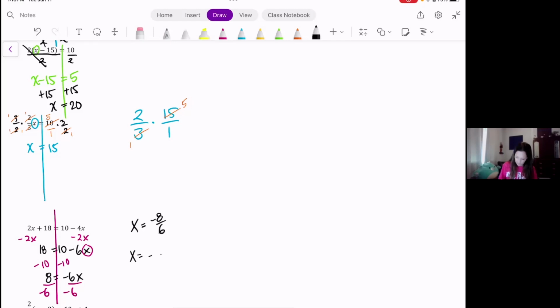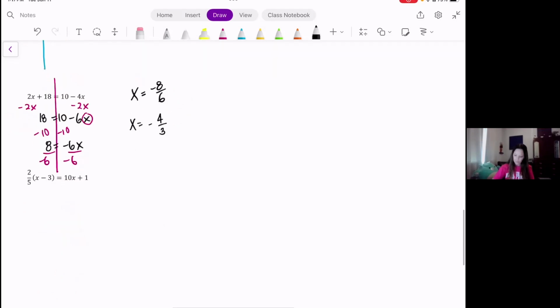8 divided by 2 is 4. 6 divided by 2 is 3. So this is negative 4/3. You could write it as negative 1 1/3. Negative 1.3 with a bar over it. I'm not a fan of that. It's easier to just leave it as a fraction. Let's do another problem.